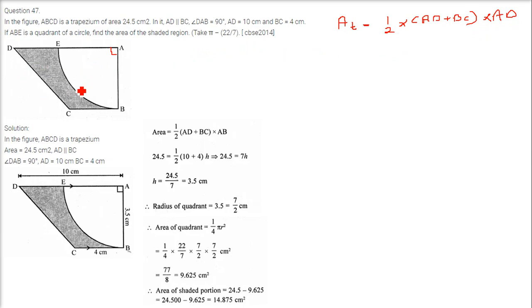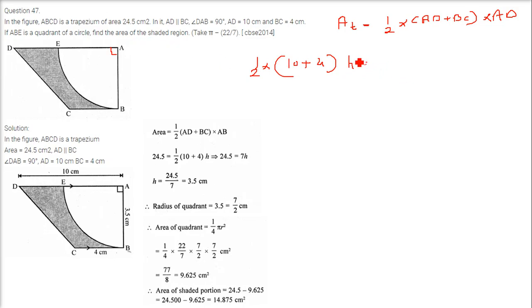So here the trapezium area is given. So let us use this: half into AD, AD is 10, plus what is this side, BC, it is 4. And what is the distance between them? Is it given? No, it is not given. So we have to find it. So let us say H.